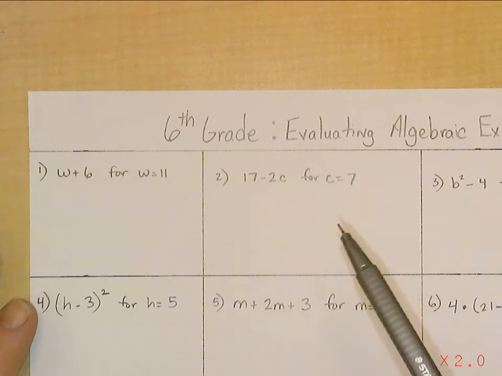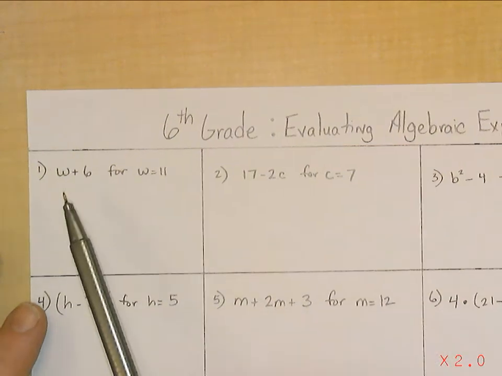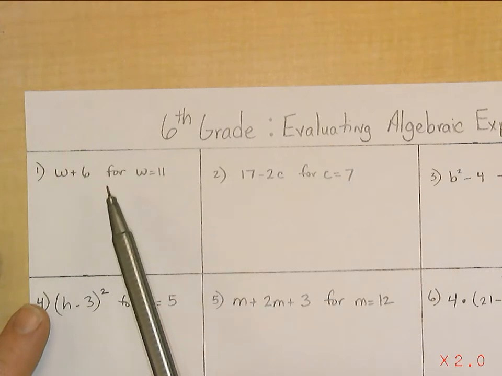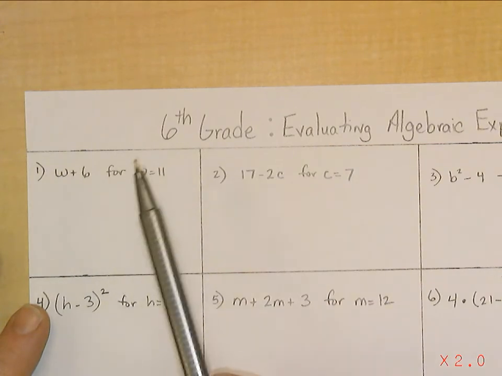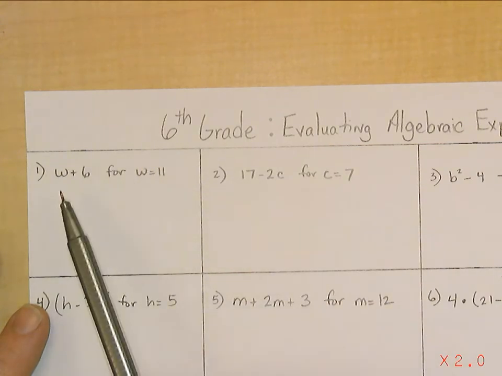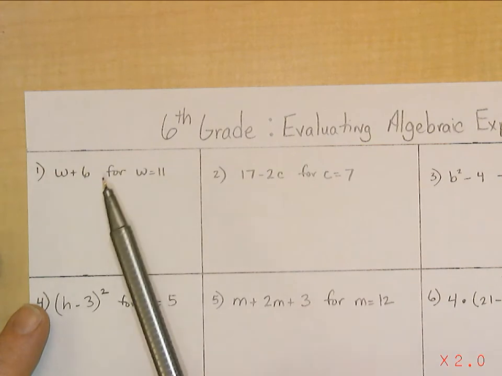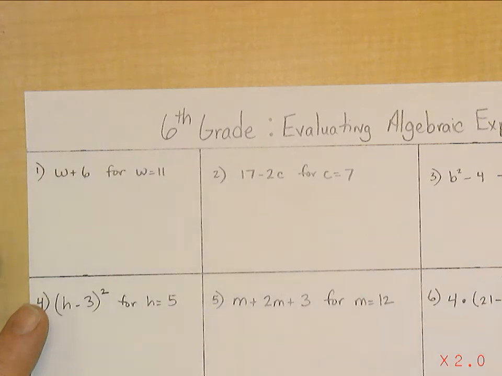An equation would be, for example, w plus 6 equals, let's say, 12. If that's the case, then w would be 6. That would be an equation. This one's slightly different. Not much.